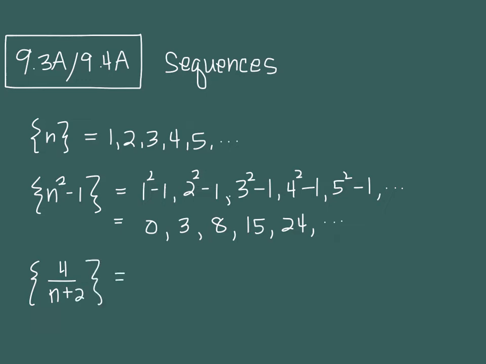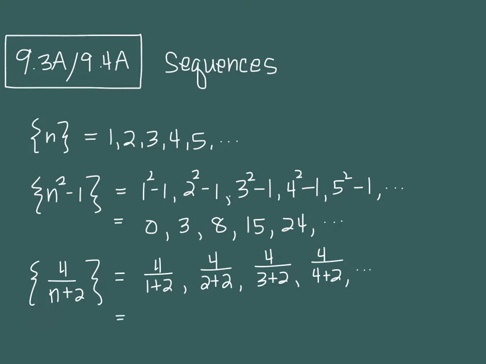Another sequence might be something like 4 over n plus 2. So that sequence is generated by taking each of the counting numbers, starting with number 1, and plugging it in. So 4 over 1 plus 2. The next time the 4 stays the same, but we change it to 2 plus 2. And the next time the 4 stays the same and we change it to 3 plus 2. And the 4 stays the same and we change it to 4 plus 2, etc.